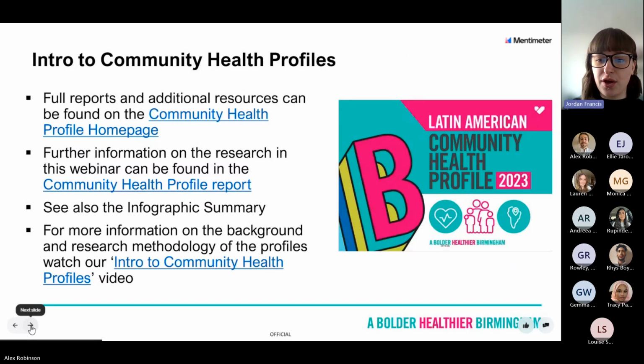And these focus on going into that more granular level of specific communities of identity, in a move away from using terms such as just BAME to categorise ethnic communities, which often homogenise communities together and overlook huge differences in health outcomes between specific population groups. All of the information on the specific profiles can be found on the Community Health Profile homepage, and there is a full Latin American report, which is about, I want to say, 100 pages long. There will also shortly be an infographic summary available, which is just a one-slide overview in case that's too much data all at once.